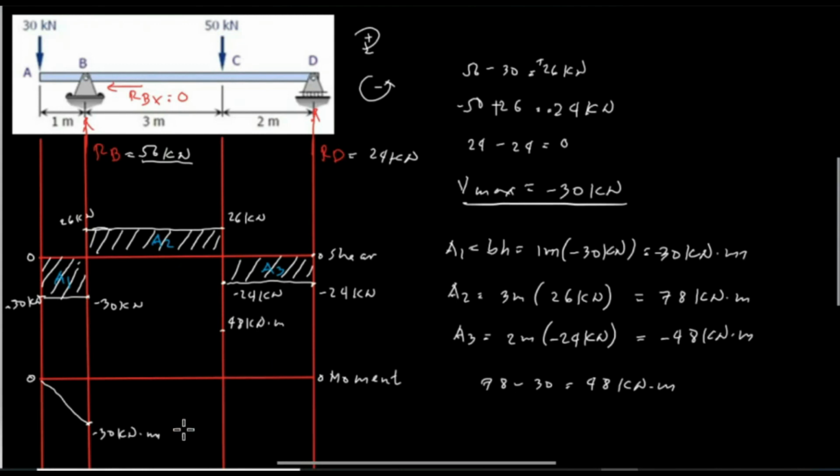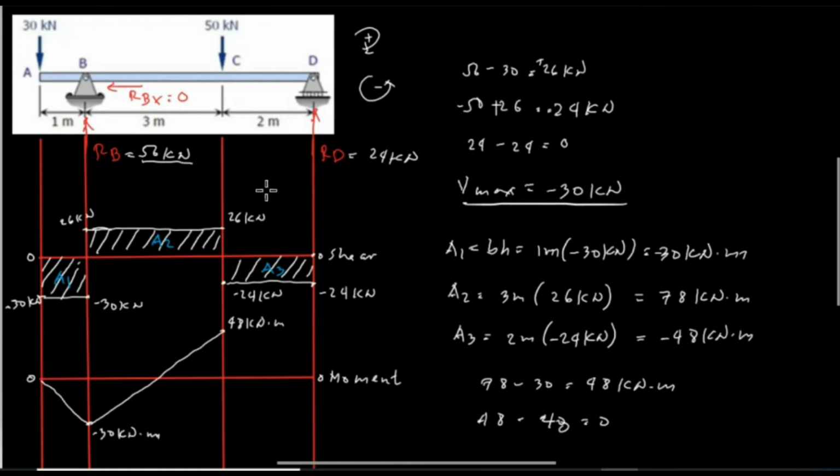We connect negative 30, the point at B, to positive 48, which we located the value for at point C. And this is the point at C. We have 48 kilonewton meter. And the last area is area 3. And the area 3 is negative 48 kilonewton. So 48 kilonewton minus 48 is equal to 0.